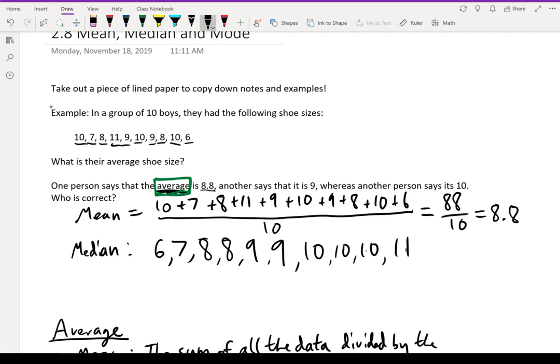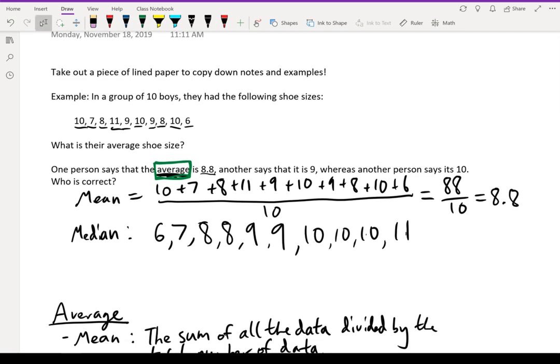Since this is an even number of data, we take the two middle data. That's 1, 2, 3, 4, 5, 6, 7, 8, 9, 10 data, so 5 and 6 are in the middle. We take the mean of those two data, which is 9 and 9. The average of 9s is just 9. So the median is 9 over here. That is what this person says.